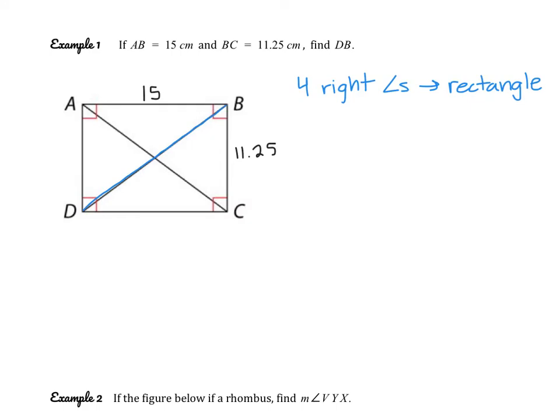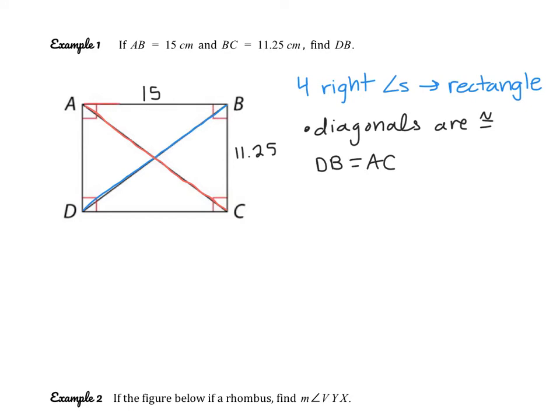So since it's a rectangle, there's a few different things we know. One thing we know is that the diagonals are congruent. So we actually know that DB is equal to AC. The two diagonals are actually the same. And that means that since DB is what we're finding, if we find AC, it's going to be the same as our answer. So look at this right triangle that I have here.